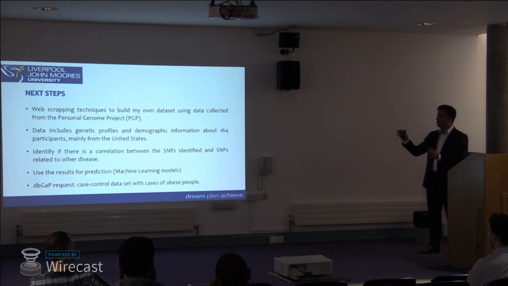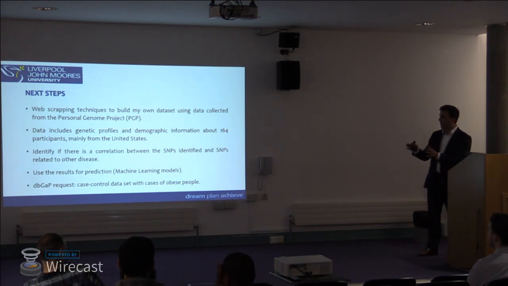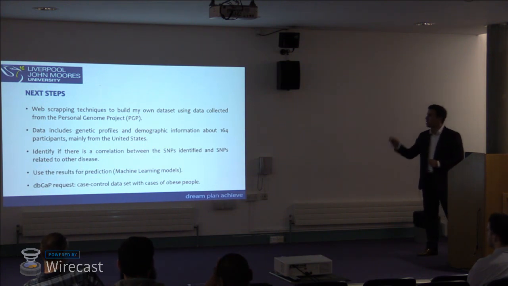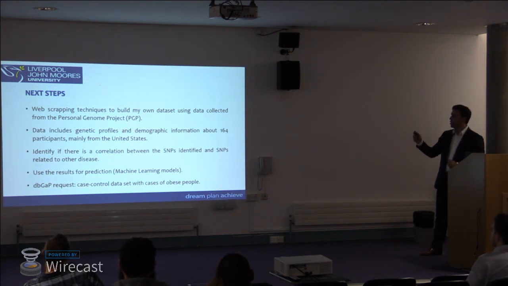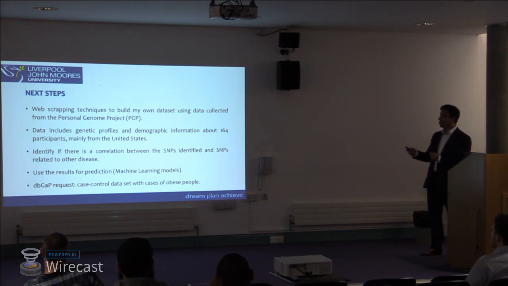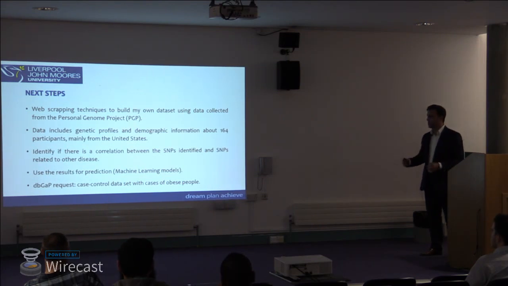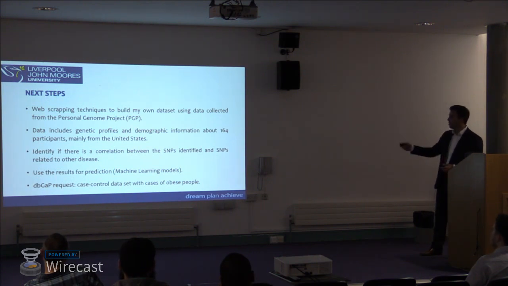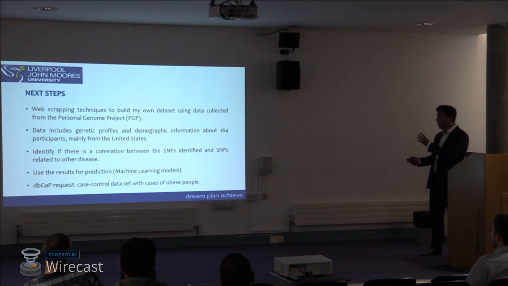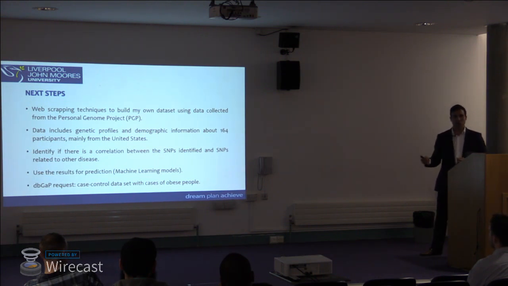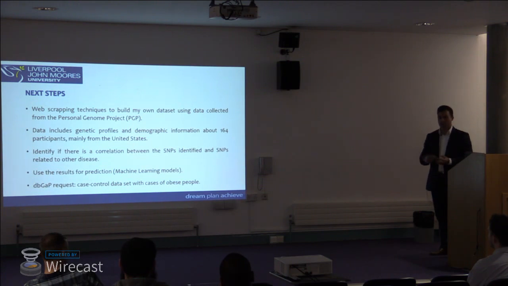Now, I would like to tell you a little bit about what I will do next. At the moment, I'm collecting my own data using web scraping techniques from the Personal Genome Project, which is a project conducted by Harvard University, where participants agree to upload their genetic information to share it with the community. So I managed to download 164 participants' information, including the genetic profile and some demographic information. What I'm planning to do is identify if there is a correlation between SNPs associated to obesity and SNPs related to other diseases, okay?